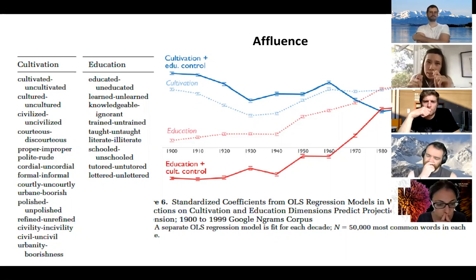So to test this, they construct an OLS regression model. They take the 50,000 most common words in each decade and their associated projections on each dimension.